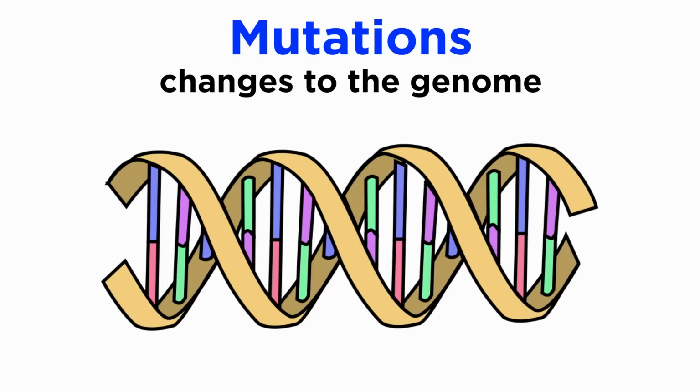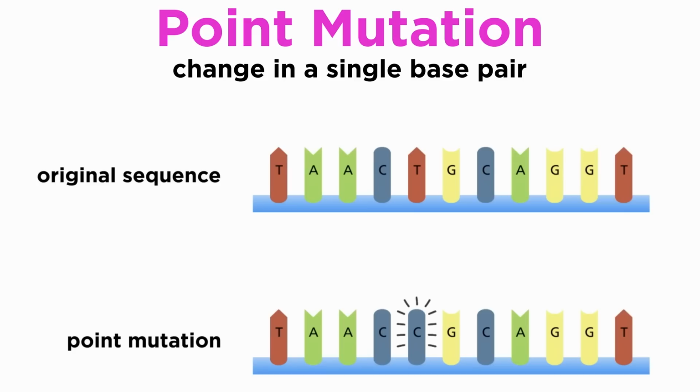With that covered, we now have to discuss mutations. Mutations describe changes to the genome. There are many different kinds of mutations, and they can occur for many different reasons. The most simple mutations are point mutations. That is a change in just one base pair, from whichever base it was supposed to be to some other base.